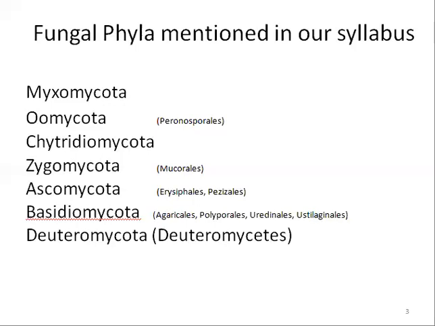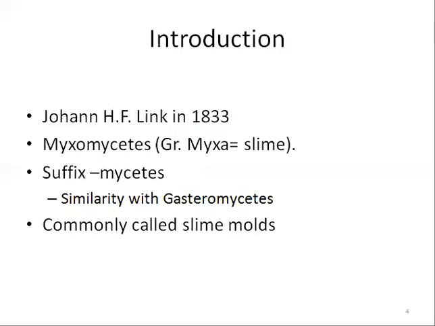Before starting a detailed account on this species, first we will start with the introduction. The term Myxomycota was first described by Link in 1833, and this Greek word represents the slime molds. The myxo means slime, and the suffix mycetes represents the class in the fungi.